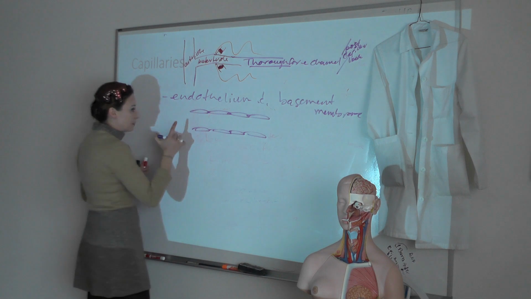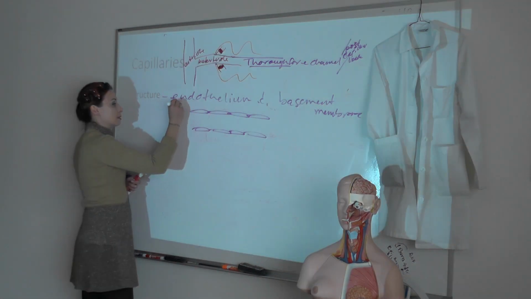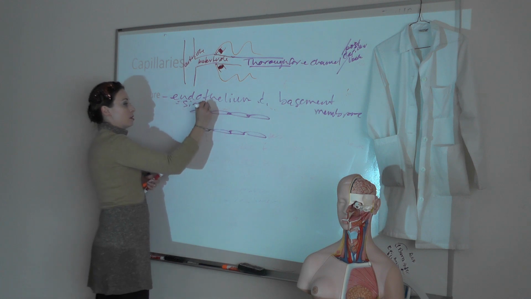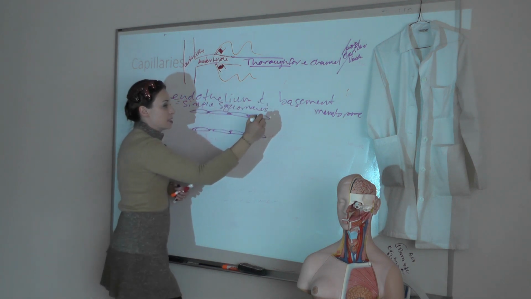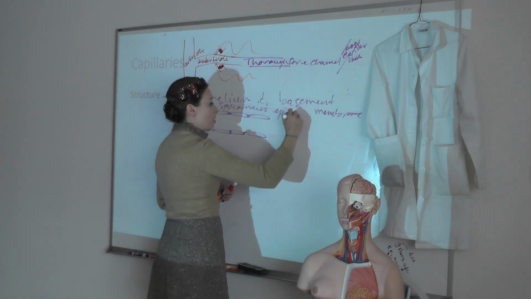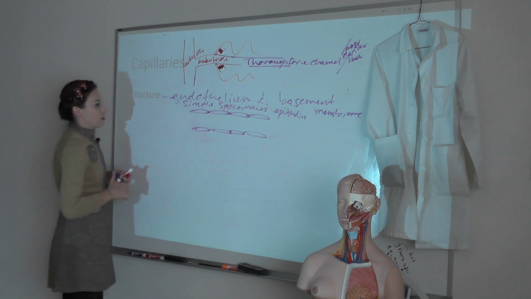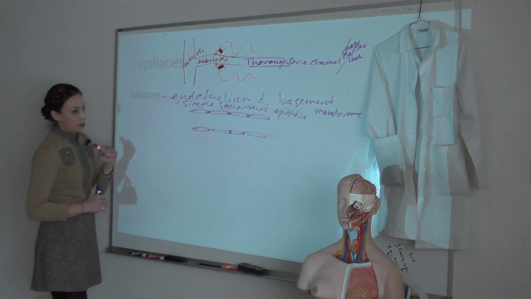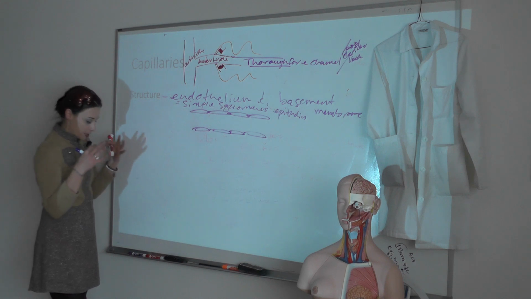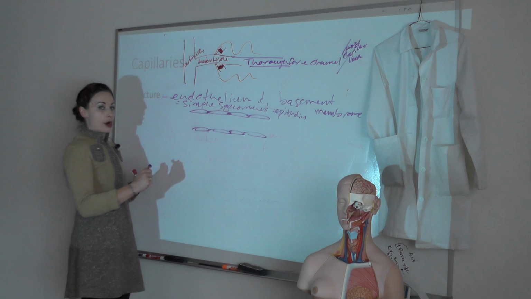So we've got these simple squamous epithelial cells that are the endothelium. They are simple squamous epithelial cells so that we can form the thinnest possible barrier across which we can have the diffusion of nutrients and gases. So the structure of a capillary is just an endothelium with simple squamous epithelial tissue and a small basement membrane. This endothelium is continuous with the endocardium of the heart.